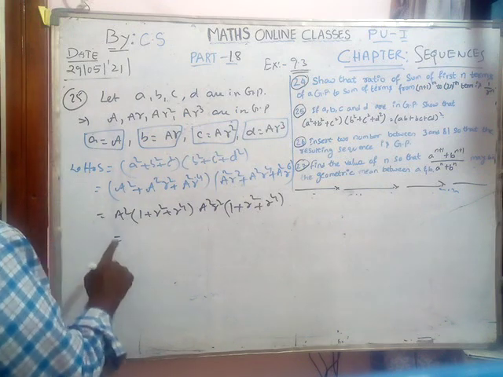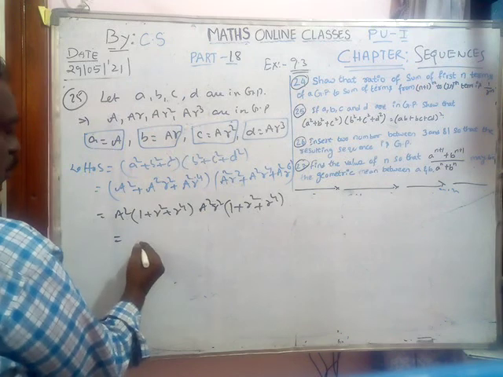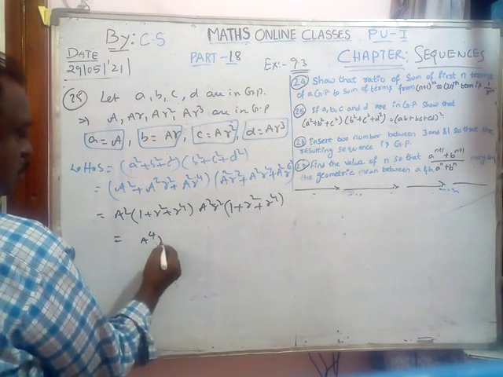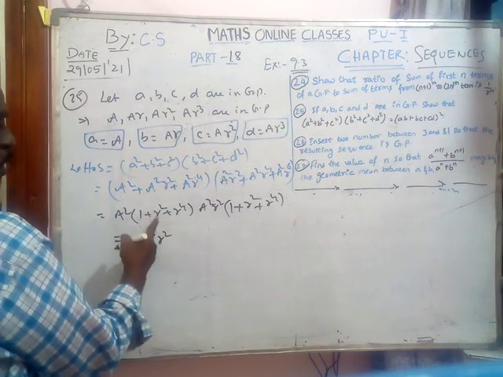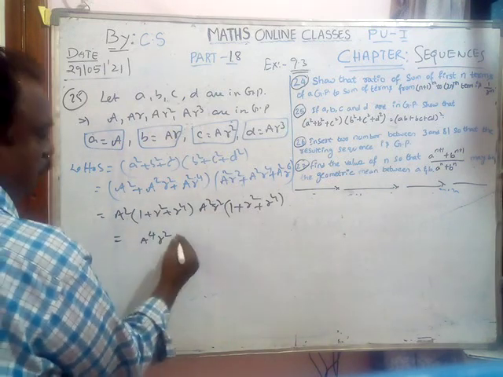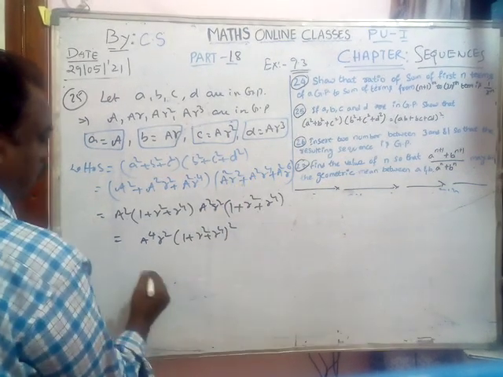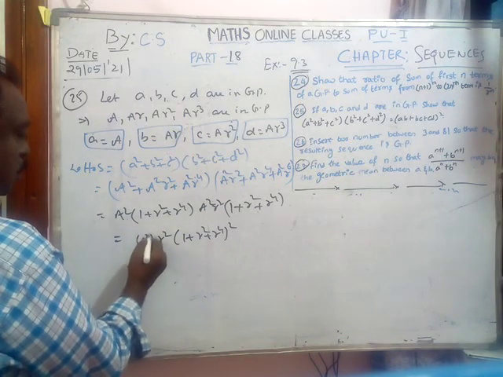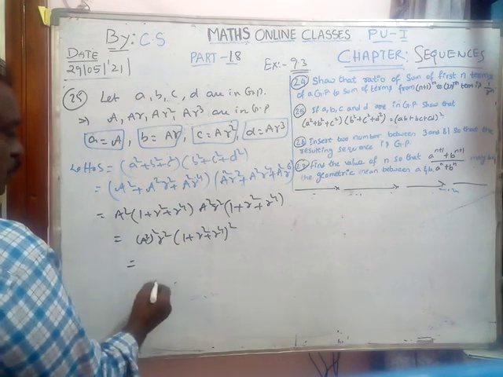So here you see all our products. A square into A square is A power 4. It is R square. And you see 1 plus R square plus R power 4. Here also it is the same: 1 plus R square plus R power 4 whole square. Okay? Here also we will write it as A square into A square is A power 4, R square is there.